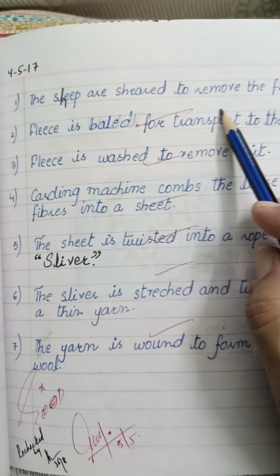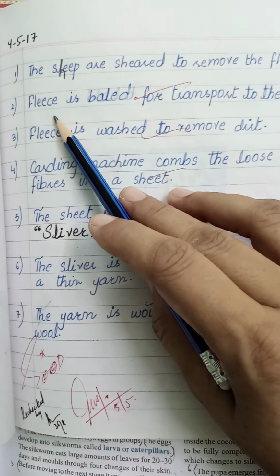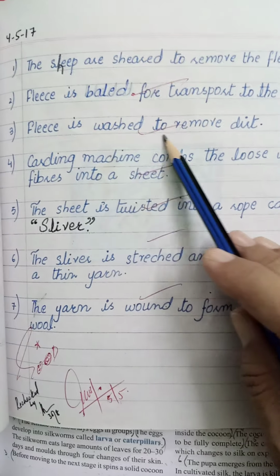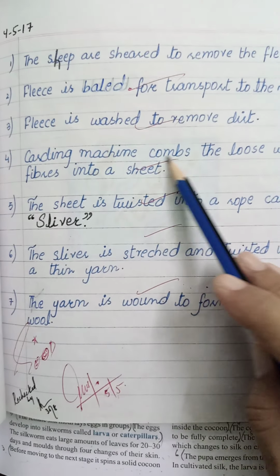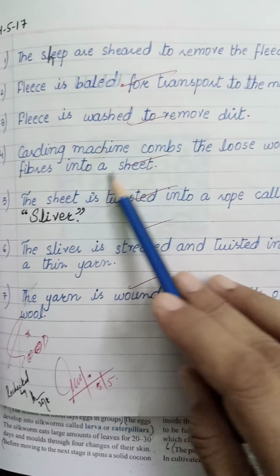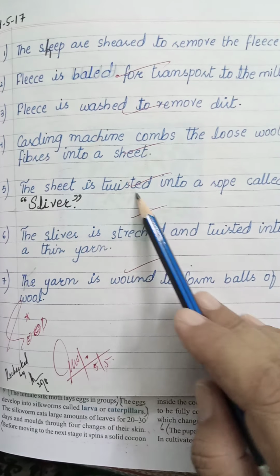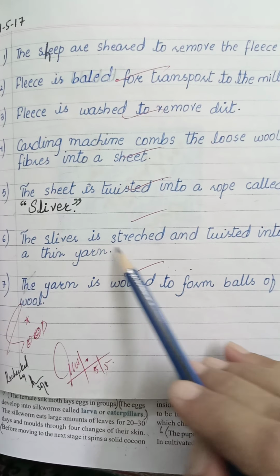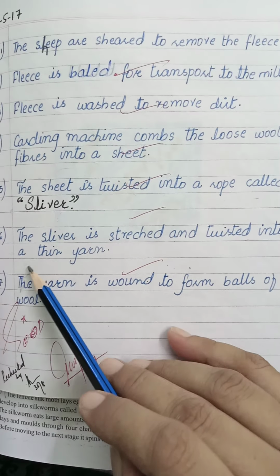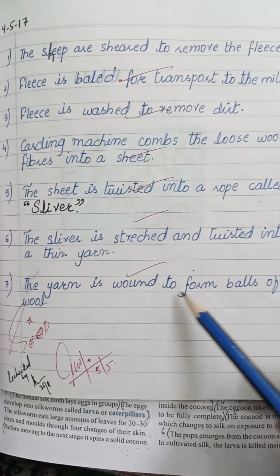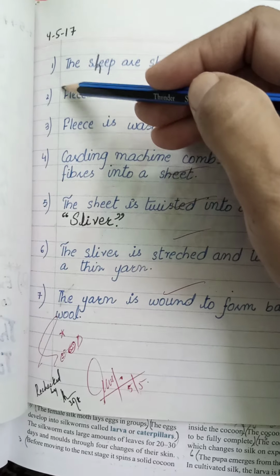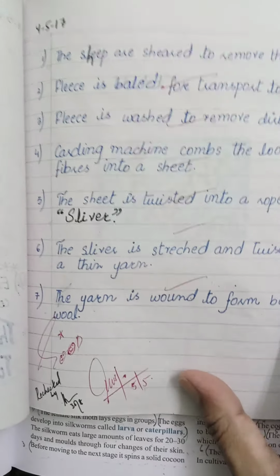The sheep are sheared to remove the fleece. Number 2, fleece is baled for transport to the mill. 3, fleece is washed to remove dirt. 4, carding machines comb the loose wool fibers into a sheet. 5, the sheet is twisted into a rope called sliver. Number 6, the sliver is stretched and twisted into a thin yarn. Number 7, the yarn is wound to form balls of wool. You will write all the points like this, and no need to draw the diagram.